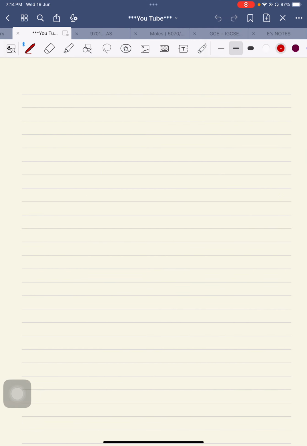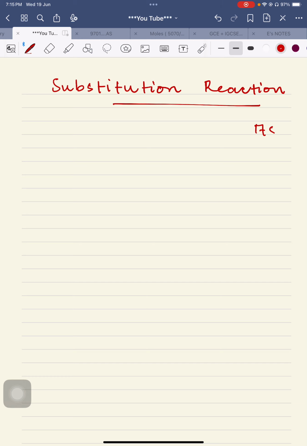Right now I'm going to start with the third property of alkanes, and that is called the substitution reaction. Guys, before moving ahead, I would like to bring your attention to a point. When you are in your AS level, there we are going to take the name nucleophilic substitution reactions.